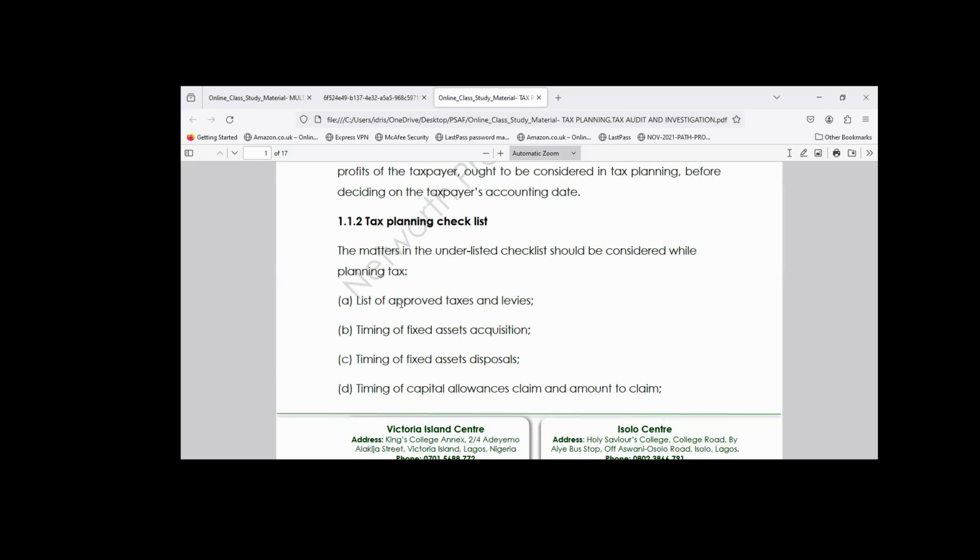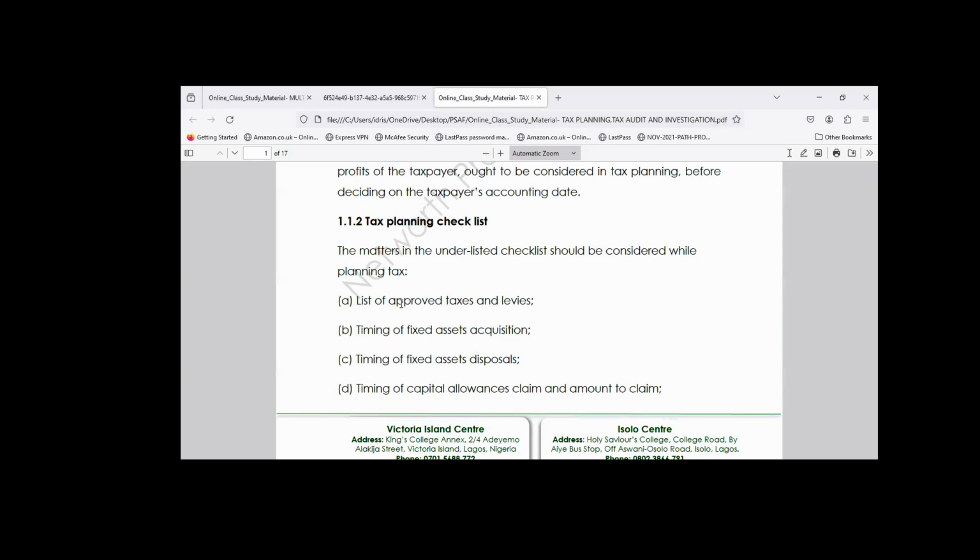Number one, in your checklist for the tax plan, list of approved taxes and levy. You are doing tax planning for your company. You need to list the approved taxes and levy that will be paid by your company. My company is paying company income tax, value added tax, education tax, consumption tax, information technology tax, police development levy. You do that. That is one of the plan.